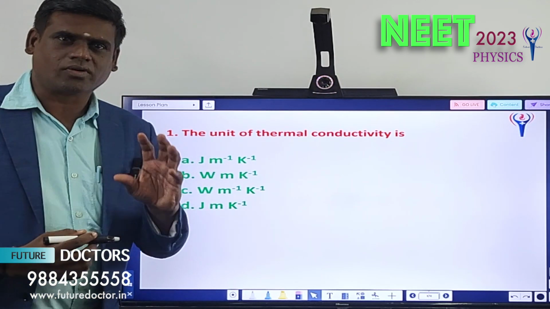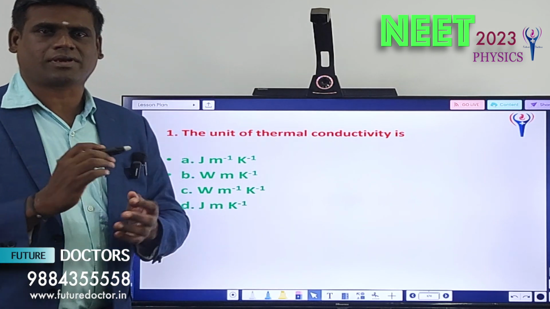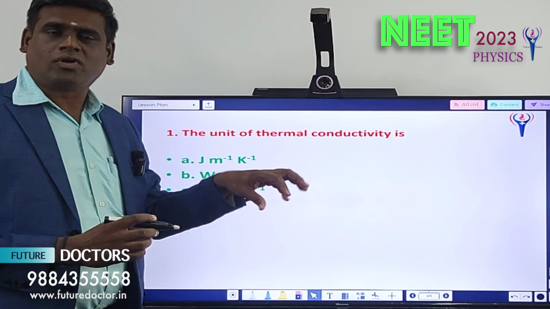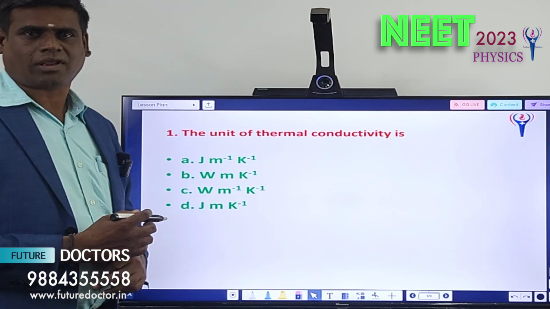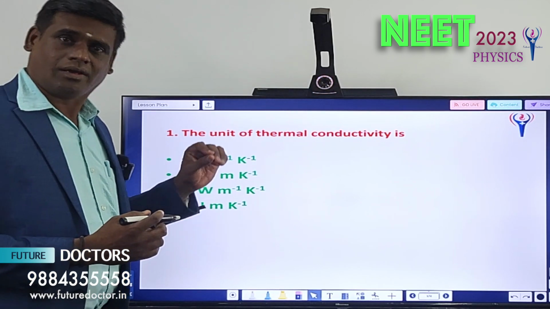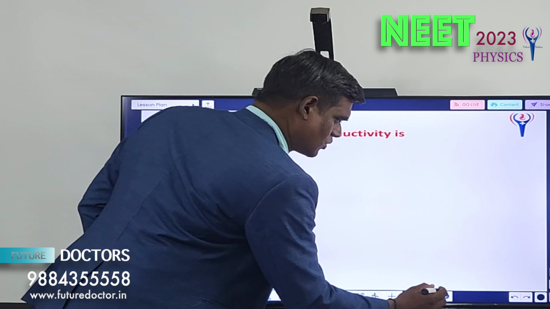So here you should know the idea about thermal conductivity. What is thermal conductivity? By knowing the definition, you will know the formula for thermal conductivity, and by knowing the formula, you can find the unit. Here, you should find only the SI unit of thermal conductivity. Let's move to question number 2.